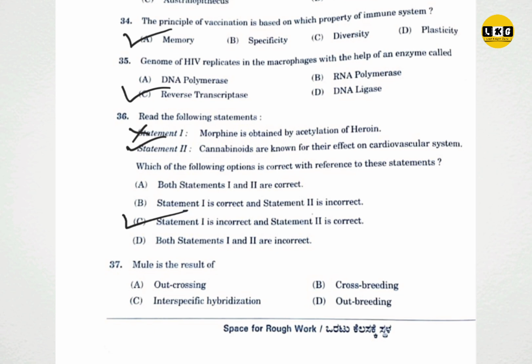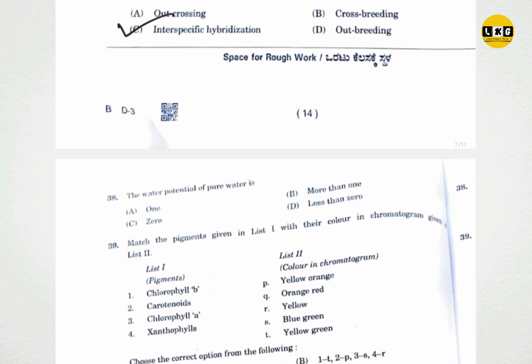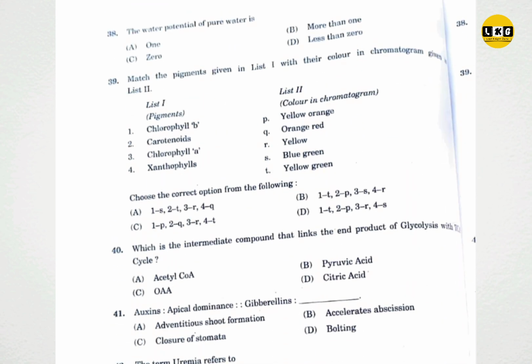Next, mule is the result of. So here, mule is a cross between donkey and horse. You all know it is the result of interspecific hybridization. Next question, 38. The water potential of the pure water. Obviously the water potential is 0. Option C.